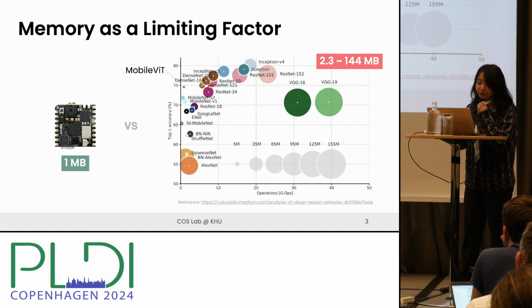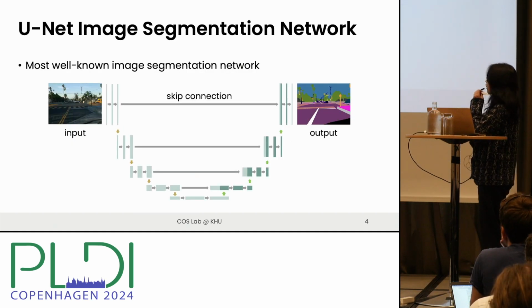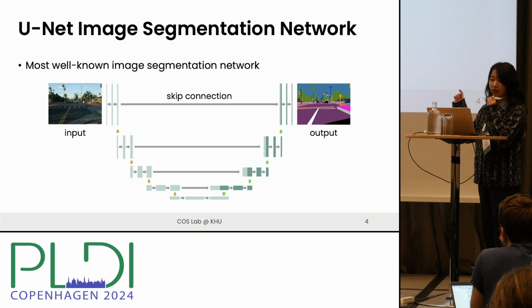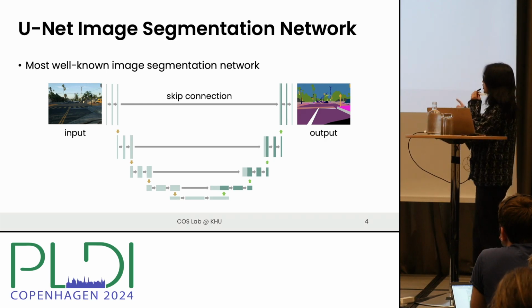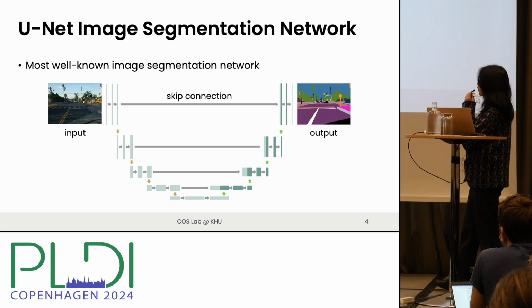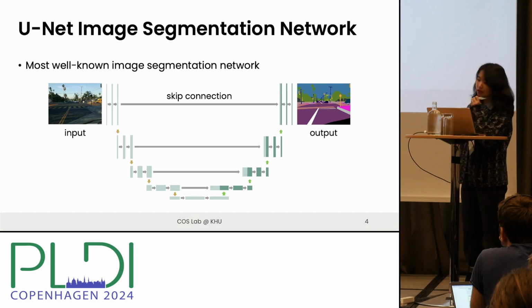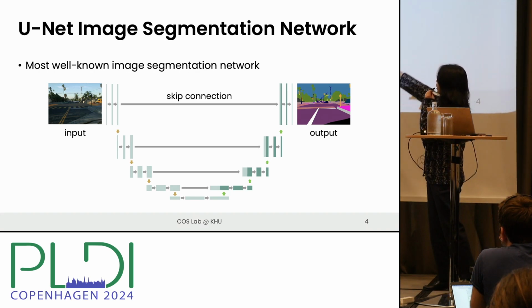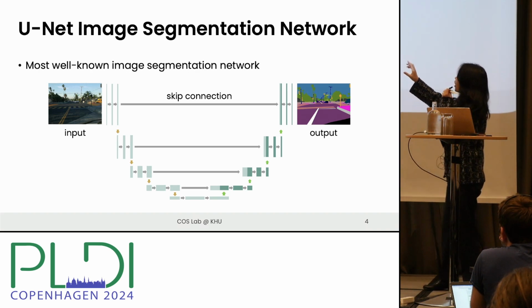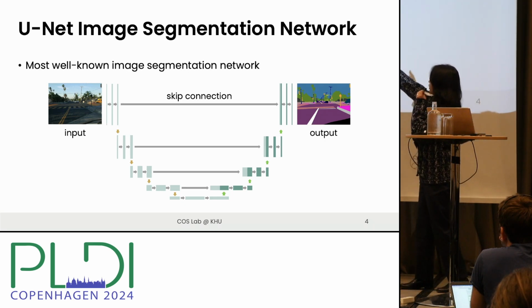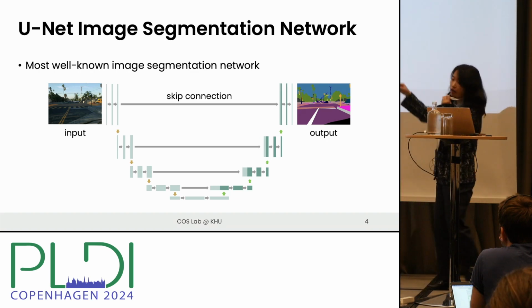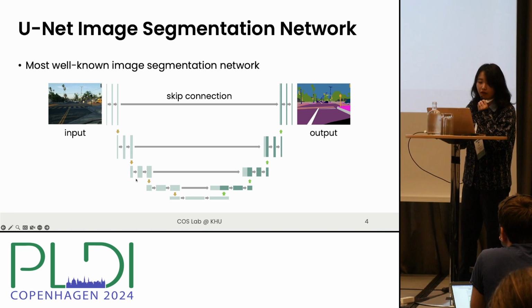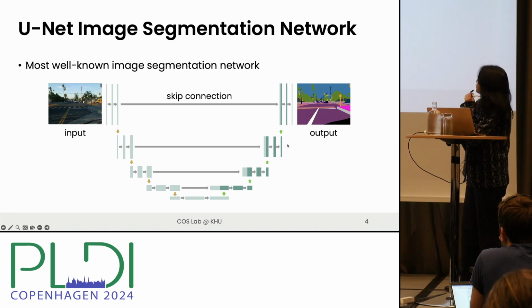So our target task is image segmentation, which is to classify each pixel of the input image into a certain category. So UNet is one of the most well-known image segmentation networks. So this network has this hourglass-like structure with these long skip connections. So along the skip connections, early results are concatenated with the later results.